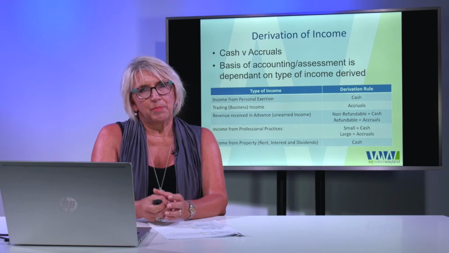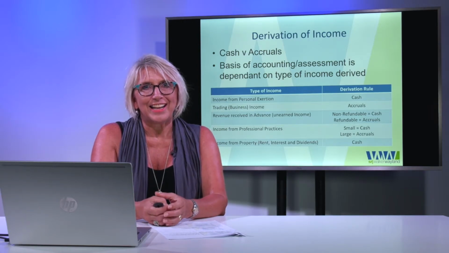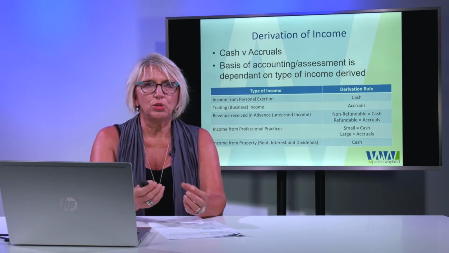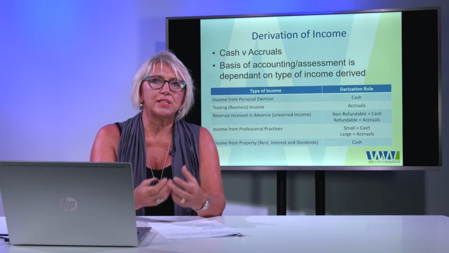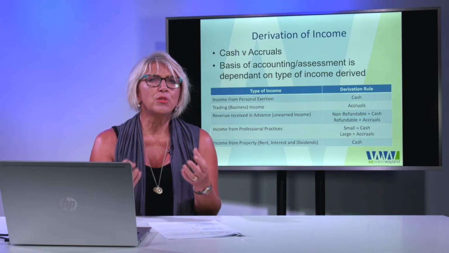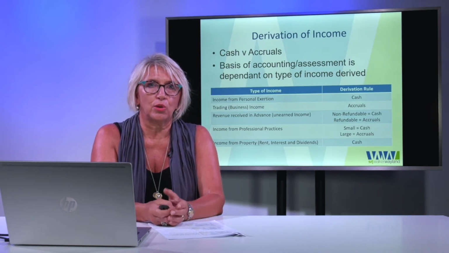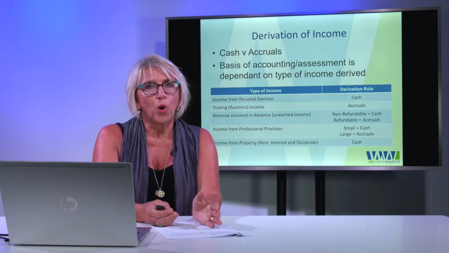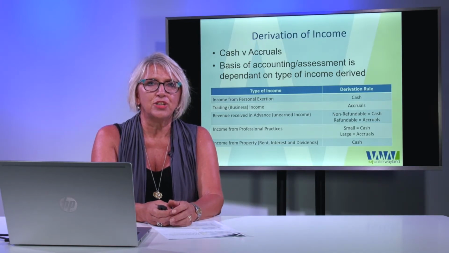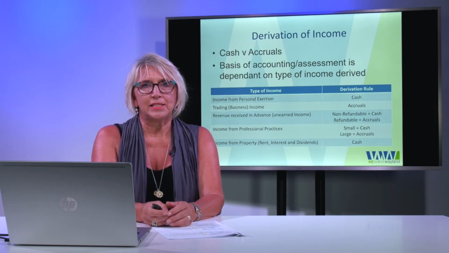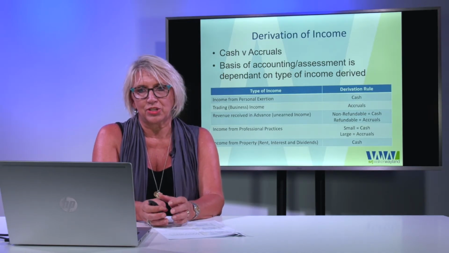So one other thing to bear in mind when you're calculating taxable income is you need to consider when the income has actually been earned. And we call this the derivation rule. So there are two different ways that you can earn or account for income. One is on a cash basis, which is when you actually physically receive the cash, and one is on an accruals basis, which is when you actually earn the cash.